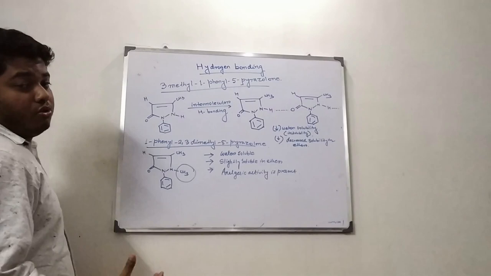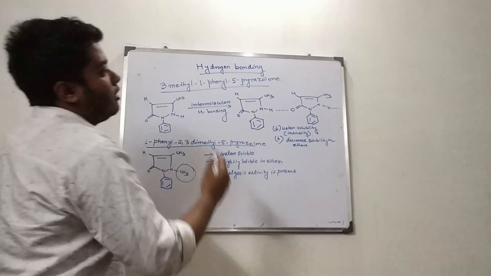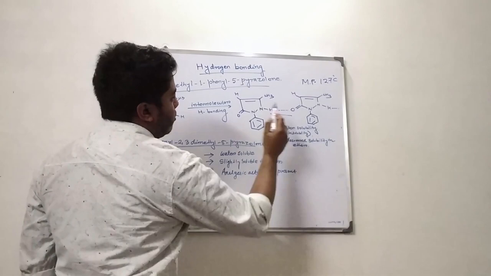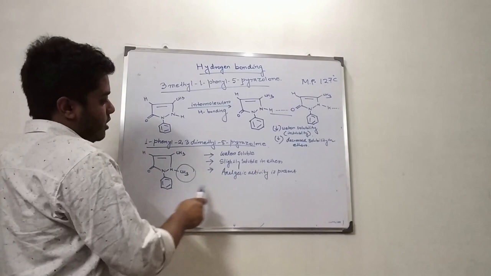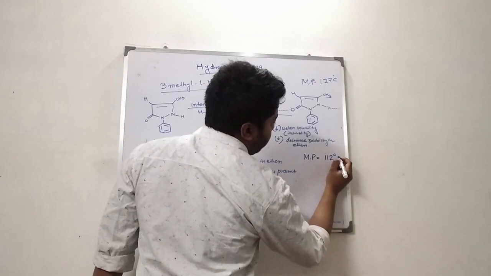In hydrogen bonding, we know that there is a chance of very high melting point and boiling point of the compound. So, in case of intermolecular bonding, the melting point of this compound is 127 degrees Celsius. Because of the intermolecular hydrogen bonding, the melting point drastically increased. In case of intramolecular hydrogen bonding, the melting point is 112 degrees Celsius, which is much lower than the first compound here.